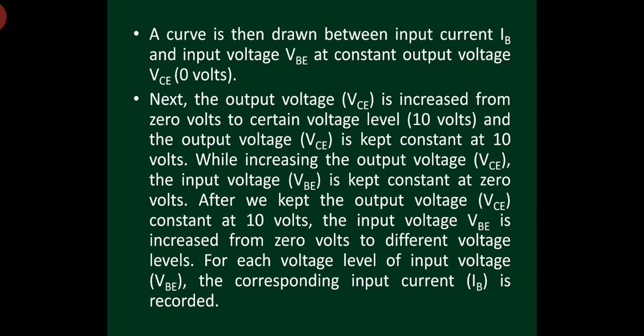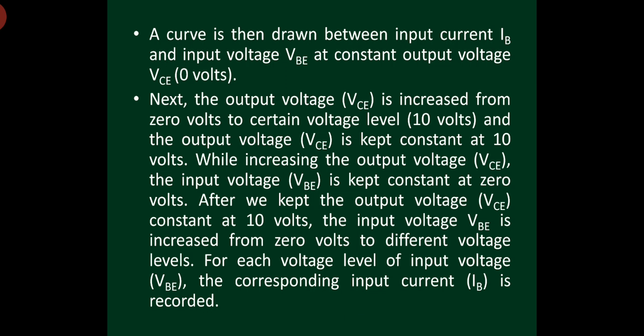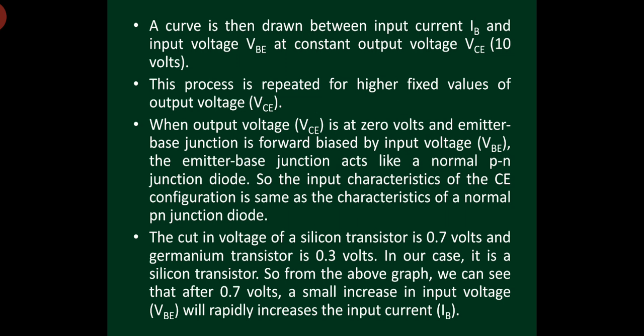So likewise, the curve is drawn between input current IB and input voltage VBE at constant output voltage VCE. Okay. Now take different values of VCE, increase VBE and note the value of IB and plot it on the graph. So this is the graph we will get in common emitter configuration for input characteristics. Okay. Next.